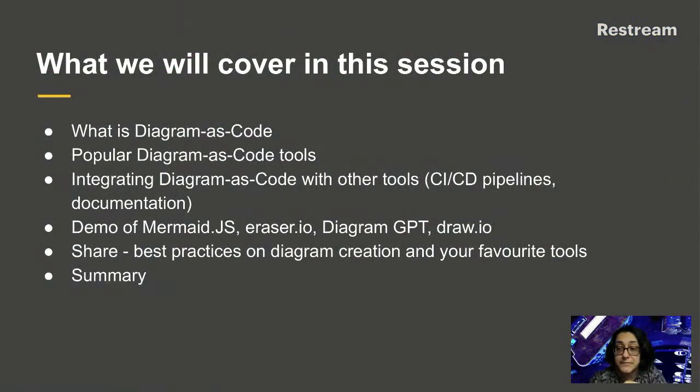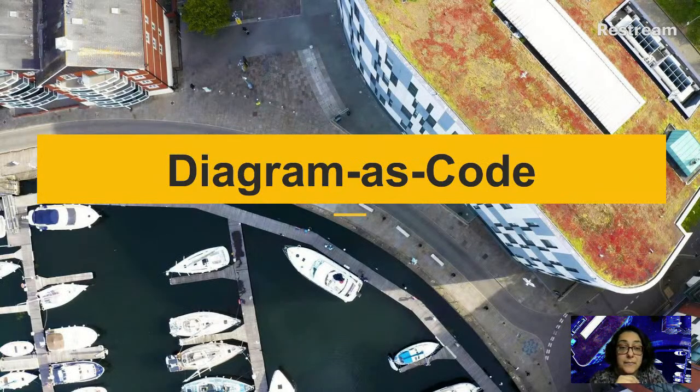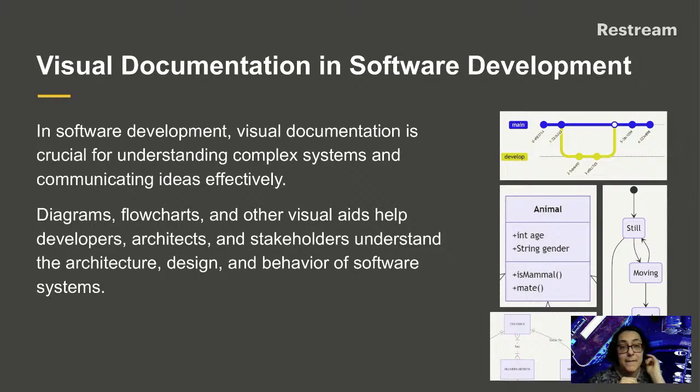So what is diagram as code, and why is it a good idea? In software development, in machine learning, in design of pipelines, if you're doing cloud architectures, etc., we like to use diagrams. We enjoy visual documentation because we think this is crucial for our understanding of complex systems and communicating ideas effectively.